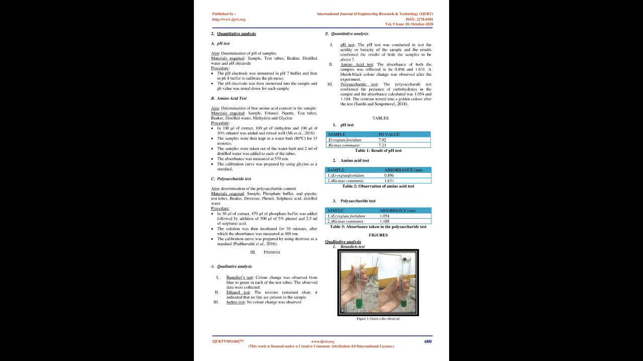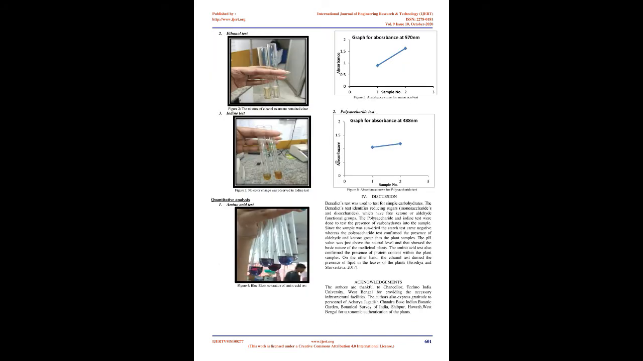C. Iodine test. Aim: determination of presence of starch in samples. Materials required: sample, ethanol, pipette, test tubes, beaker, distilled water. Procedure. The samples were taken in test tubes and placed in a boiling water bath. They were heated for 5 minutes. The solutions were filtered from one test tube to other using filter papers. The filtrate was taken in clean test tubes. A few drops of iodine solution were added to the test tubes and color change was observed.